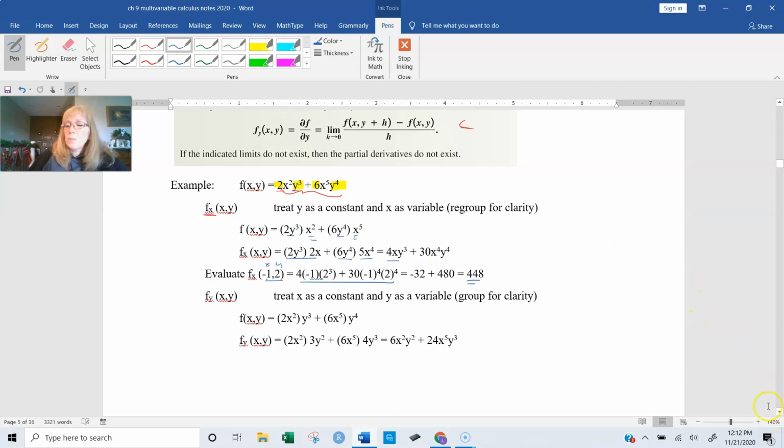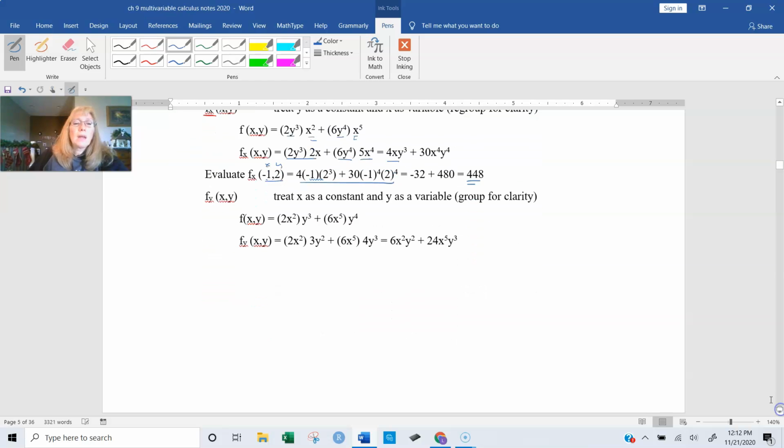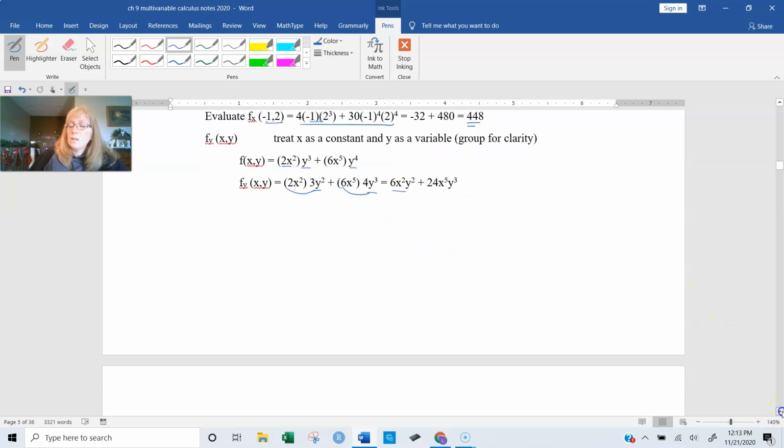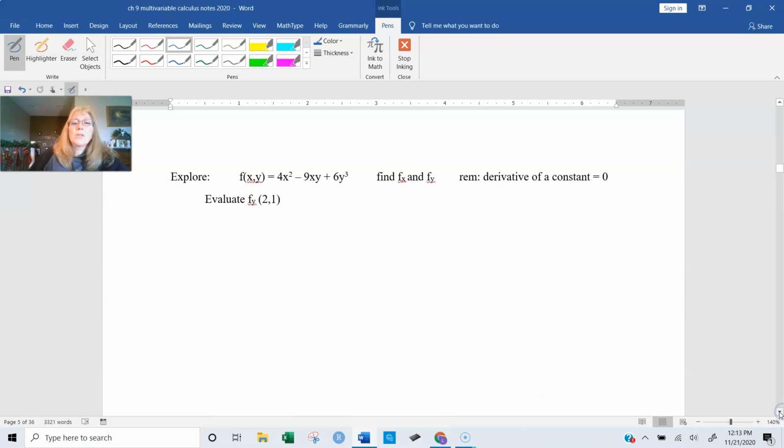All right, now let's see what it looks like with respect to y. So now I grouped the x with the coefficient because it's now considered a number. It's not what we're deriving. The same here. So we do the derivative of y, which is 3y squared, and the derivative of y to the fourth, which is 4y cubed. Do your math. So you got 6x squared y. Here you have 24x to the fifth y cubed. I did not ask you to evaluate, so that one's done. All right, pause and try yours. I want you to find f sub x and f sub y.